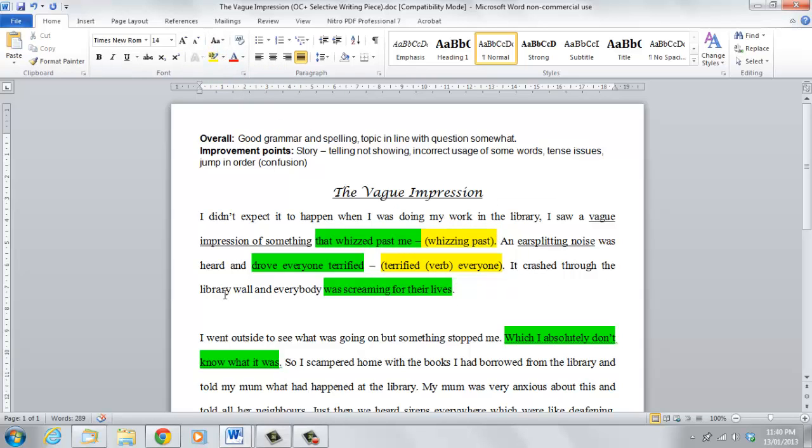It crashed through the library wall and everybody was screaming for their lives. Again, use of language could be changed. It crashed through the library wall and everybody screamed for their lives. Again, it's quite a simple change, but it makes a big difference because "everybody was screaming for their lives" is a different tense as opposed to "everybody screamed for their lives", because here you've got something that says crashed, which is past tense, whereas this does not imply full past tense.